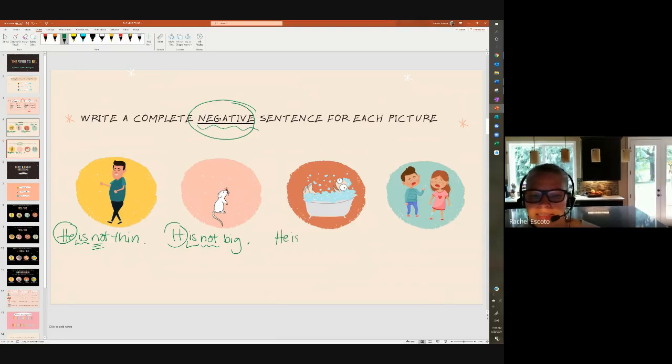How about this one? He is not in the kitchen, right? Is there a bathtub in the kitchen? No. He, my subject, my verb, not. He is not in the kitchen.